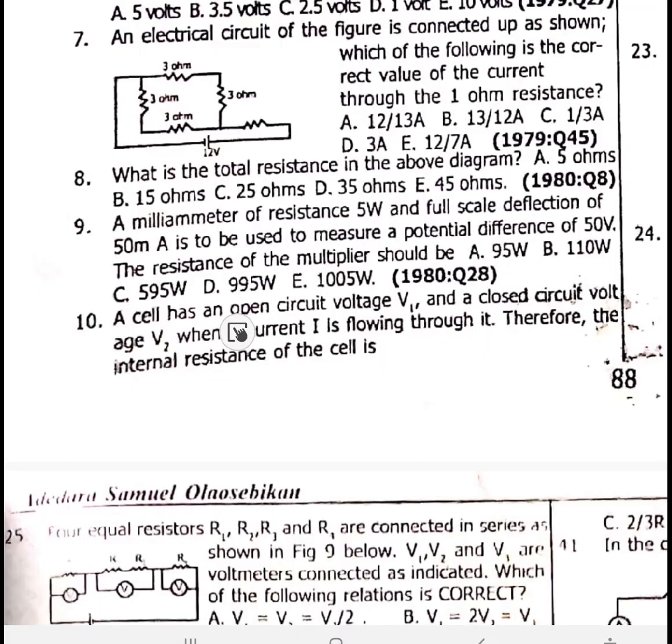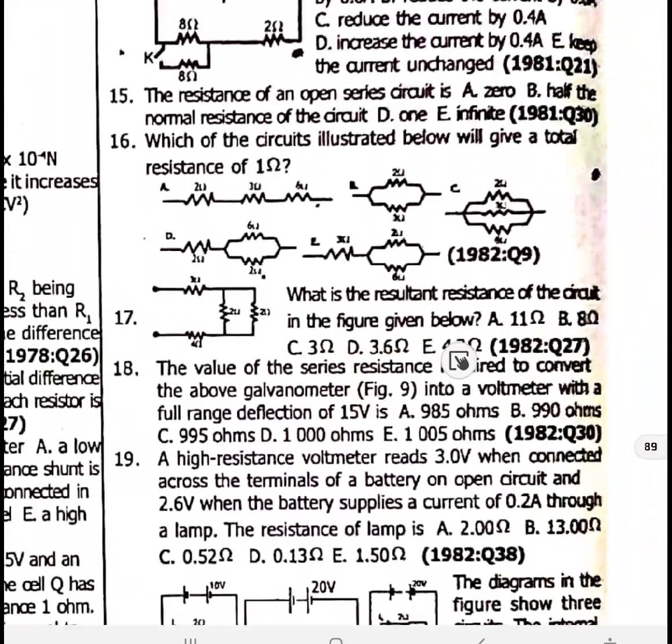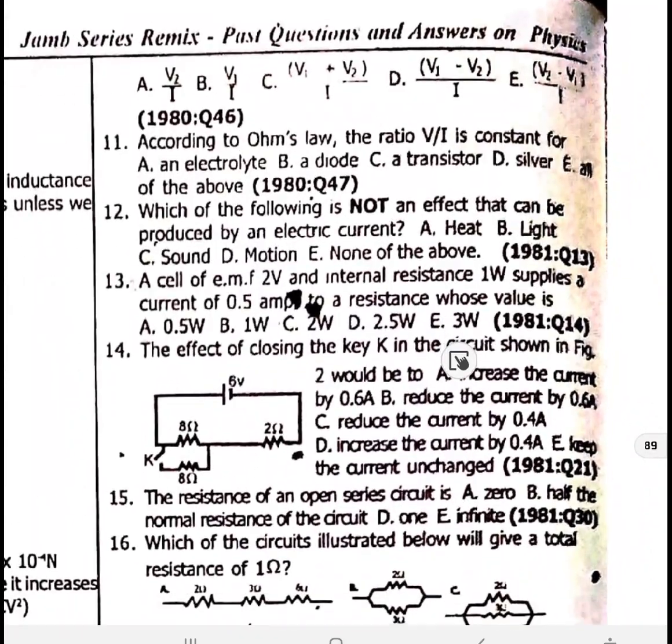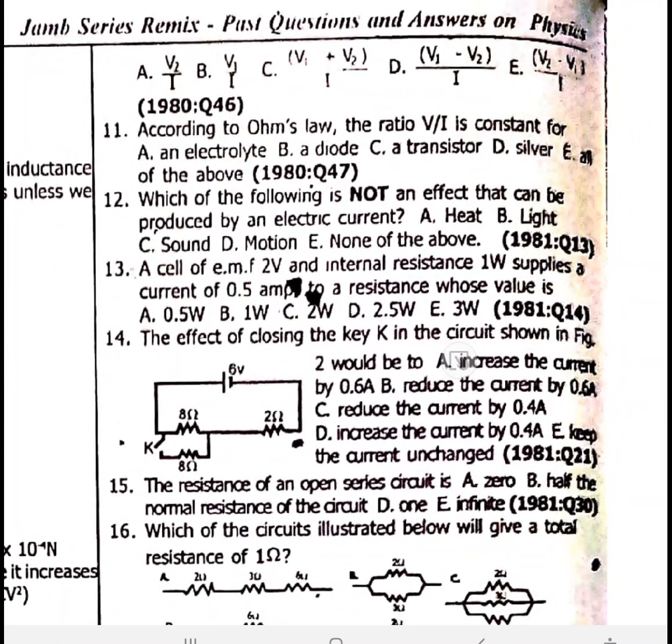A cell has an open circuit voltage V1 and a closed circuit voltage V2 when the current I is flowing through it. Therefore, the internal resistance of the cell is going to be V1 minus V2 over I. Option D.